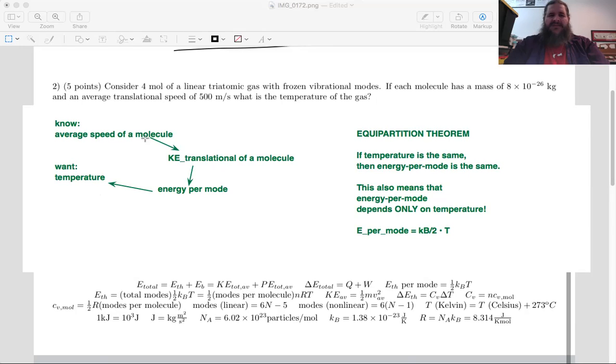And what we now have is essentially an outline for how to solve this problem. We can use the average speed of the molecule to connect to the translational kinetic energy of the molecule, use that to connect to the energy per mode, and use that to connect to the idea of temperature. And maybe we'll do this one step at a time, or maybe we can use this logical chain to construct one big equation. Depends on the circumstances and how we want to go about this. Any questions on that outline so far?